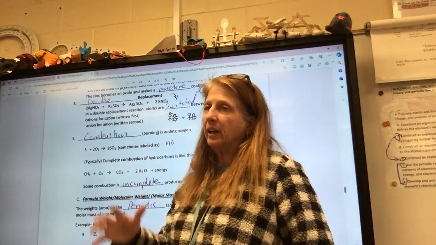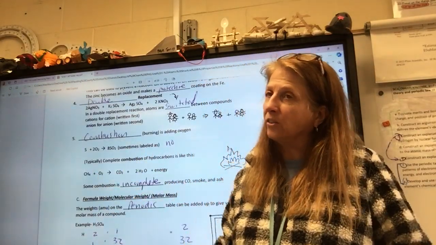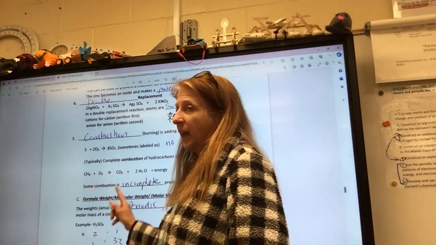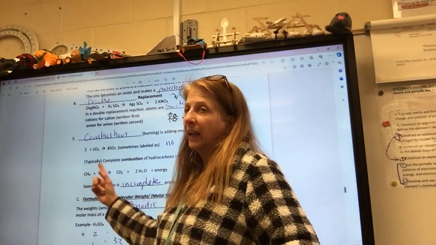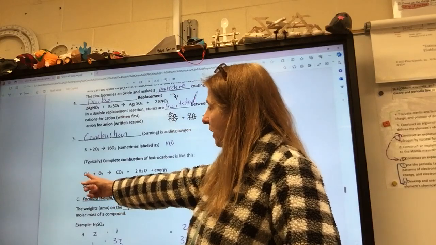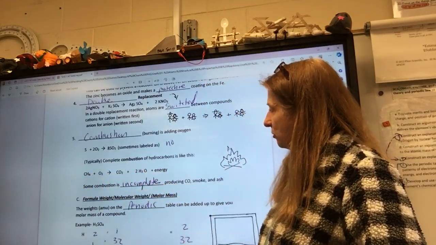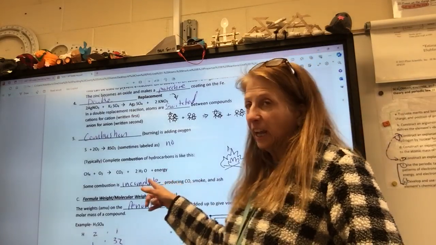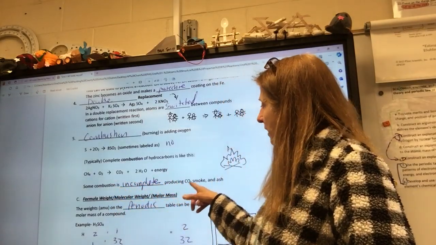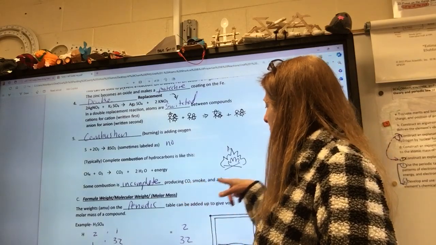And in the AP test, what it said on the AP Chemistry Teachers Facebook group was that when they talk about combustion, they're talking about burning a hydrocarbon. So there's a hydrocarbon plus some oxygen, makes carbon dioxide, water, and energy. Some combustion is incomplete, and it will produce carbon monoxide, smoke, and ash.